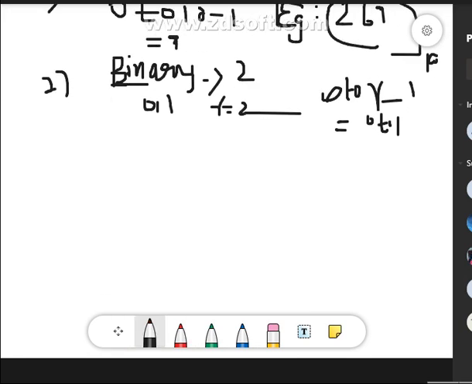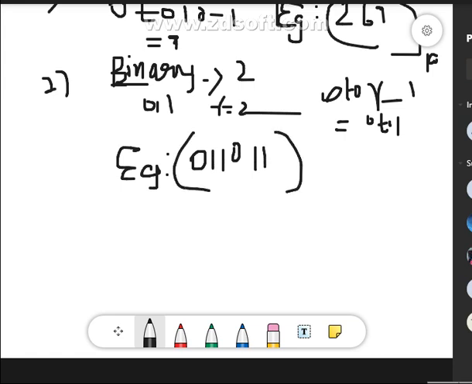Here is an example for the binary number: 011011. If you observe these six digits, we have used only two values, either 0 or 1. Then we can represent it by using the radix 2.